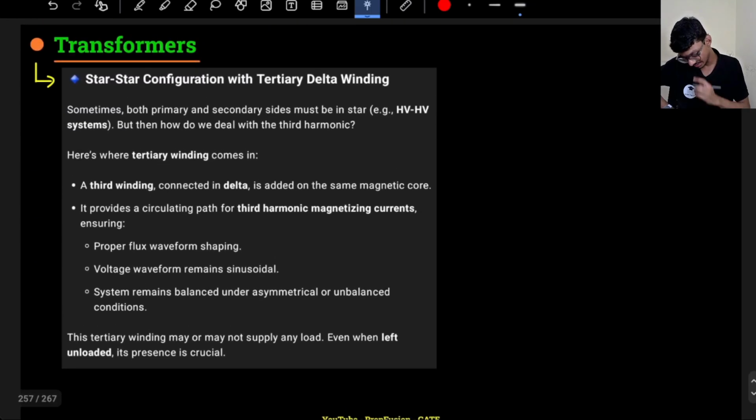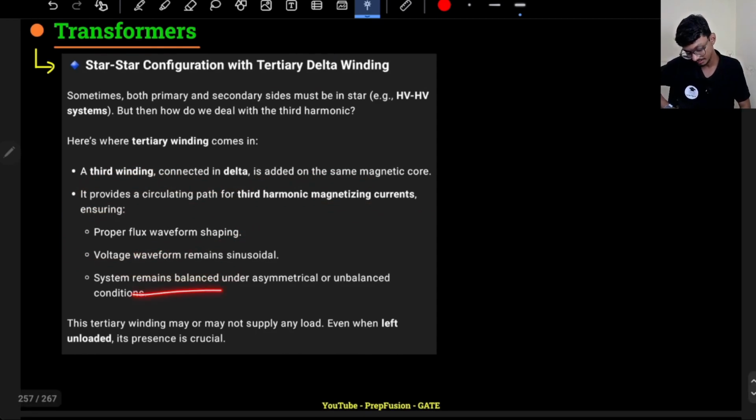So that was about the star-star configuration. In case of star-star configuration, we use a tertiary winding, a third winding, which is delta connected. The third winding connected in delta is added in the same magnetic core. It provides a circulating path for the third harmonic magnetizing current to make the flux waveform more sinusoidal. Voltage waveform remains sinusoidal, and the system remains balanced under asymmetrical or unbalanced loads.